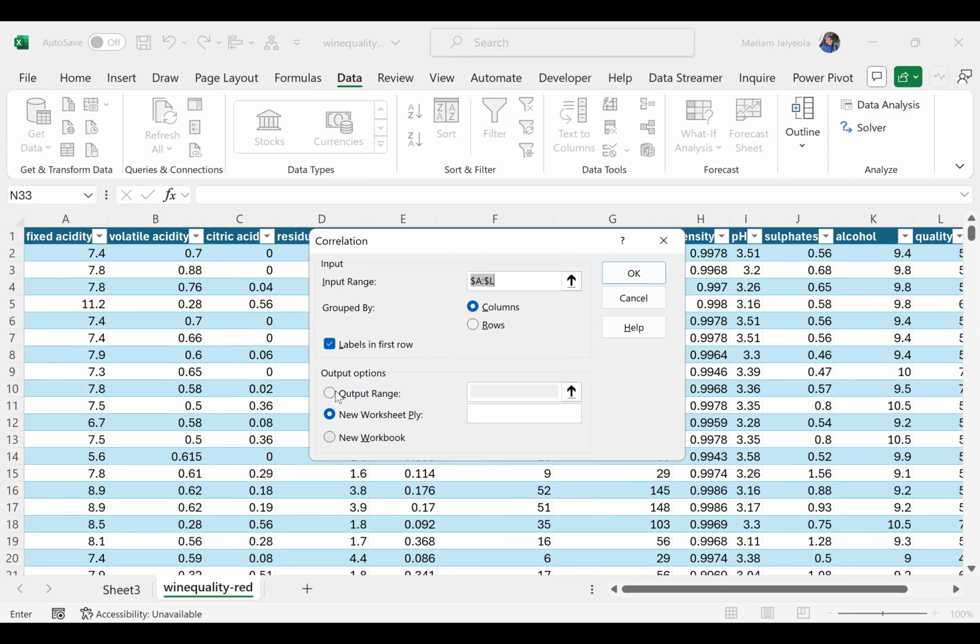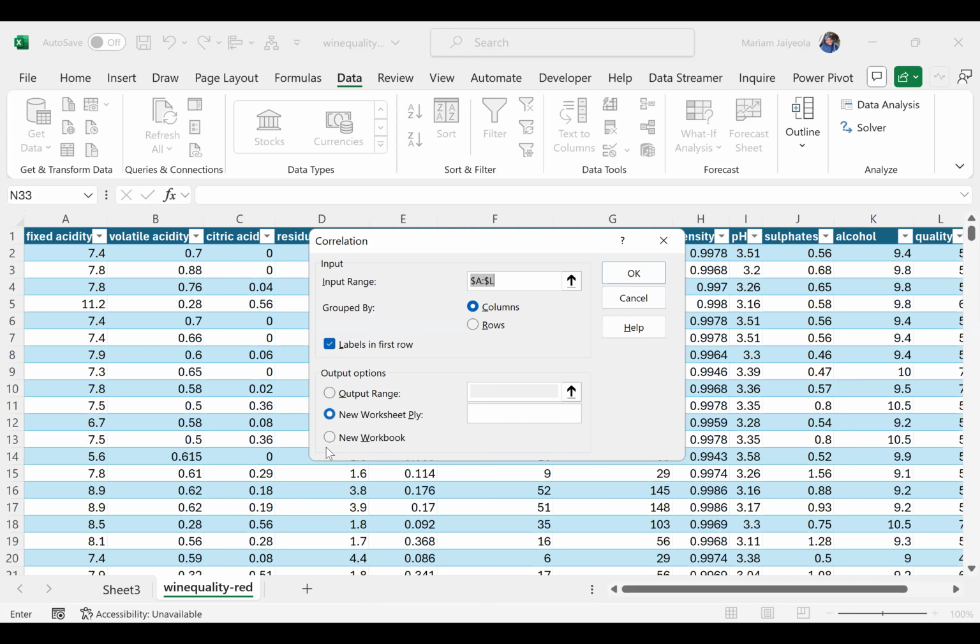I'm telling it that the first row is not data. It's just labels that are in the first row, so that it is able to understand. So I check this. I want the output to be on a new worksheet. If I want it in the same sheet, I can come here and select where I want to drop my output. But I want the output to be on a new sheet, okay?